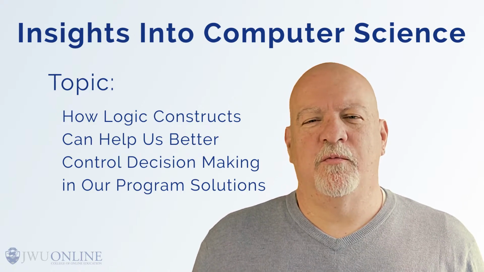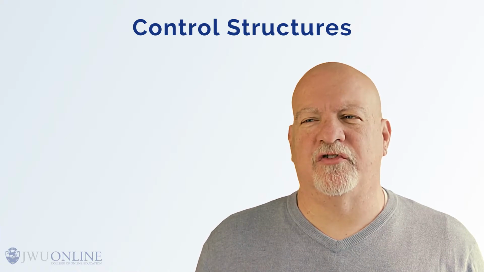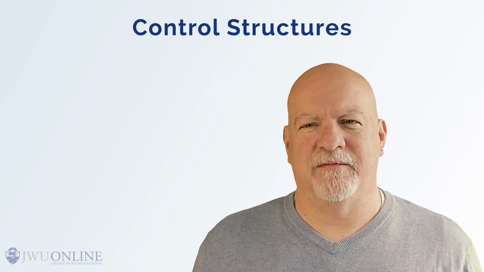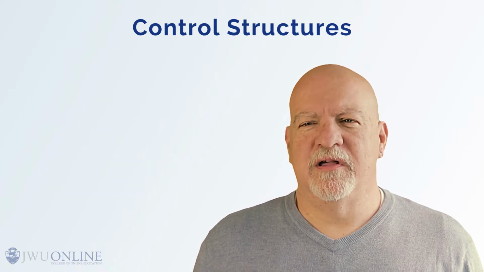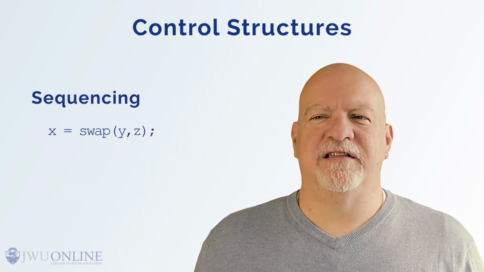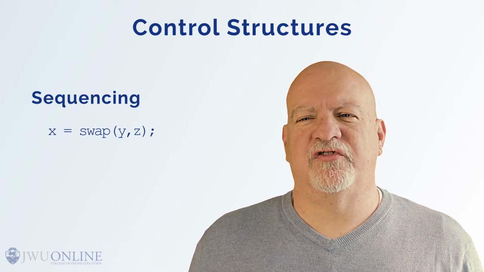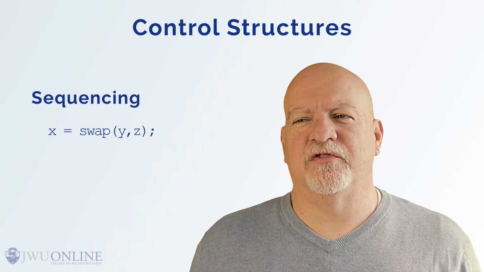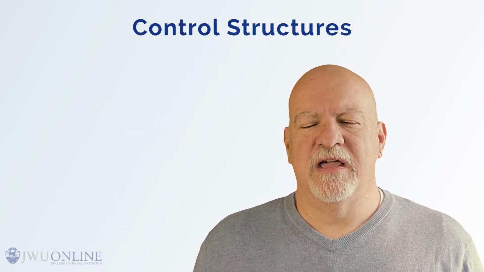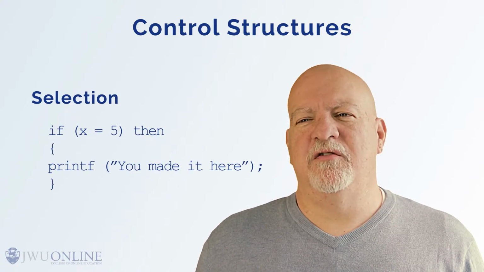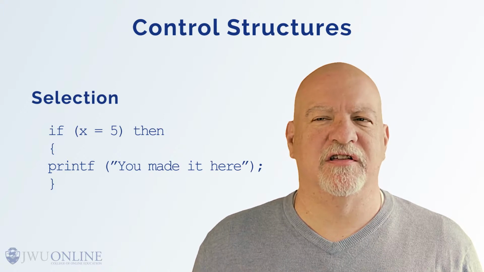But first, let's review. There are four kinds of control structures that are commonly used in programming: iterative, or counting our way through a loop; sequencing, that is, creating specialized functions or subroutines that cause a change in our program flow so that we can reuse code and make our programs more efficient; selection, our ability to make choices on whether or not to execute a block of code based on a condition.